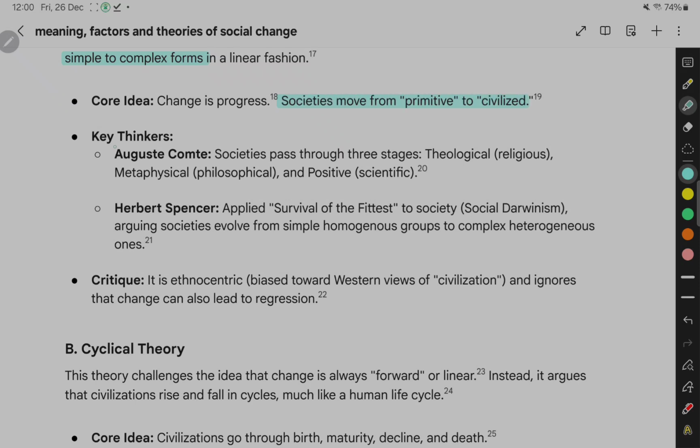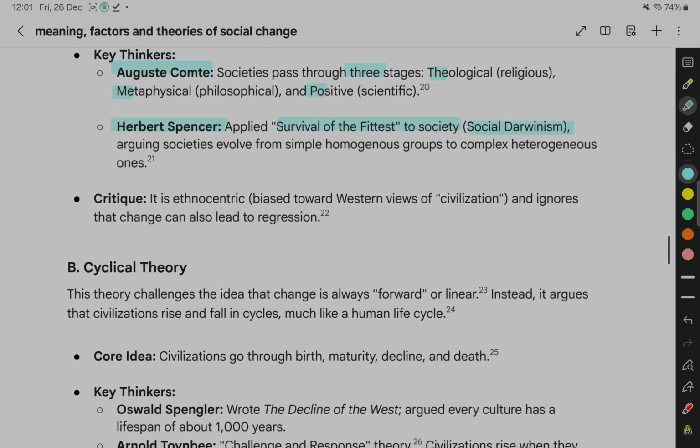Key thinkers: Auguste Comte: societies pass through three stages: theological (religious), metaphysical (philosophical), and positive (scientific). Herbert Spencer: applied survival of the fittest to society, social Darwinism, arguing societies evolve from simple homogeneous groups to complex heterogeneous ones. Critique: it is ethnocentric, biased toward Western views of civilization, and ignores that change can also lead to regression.